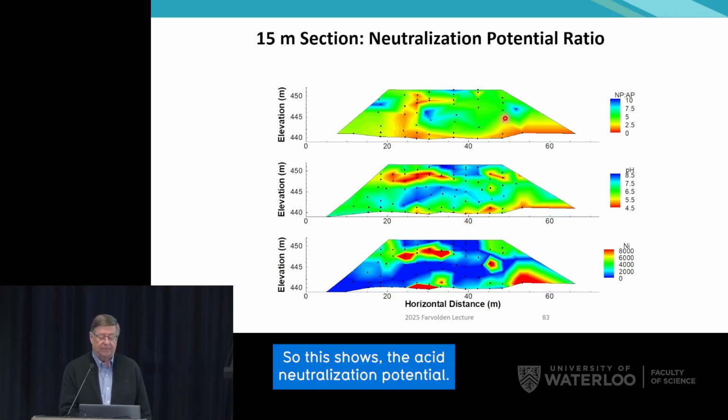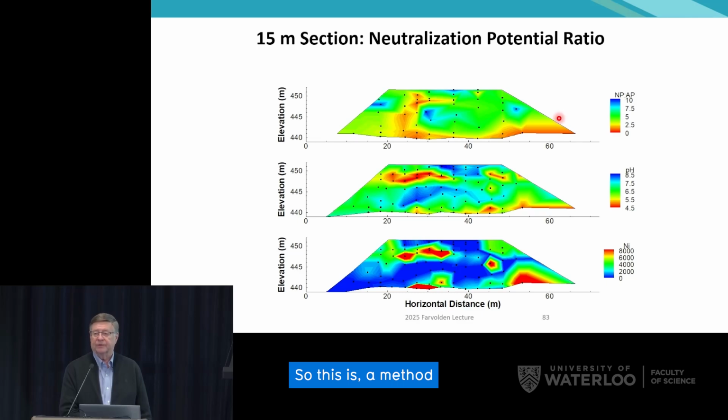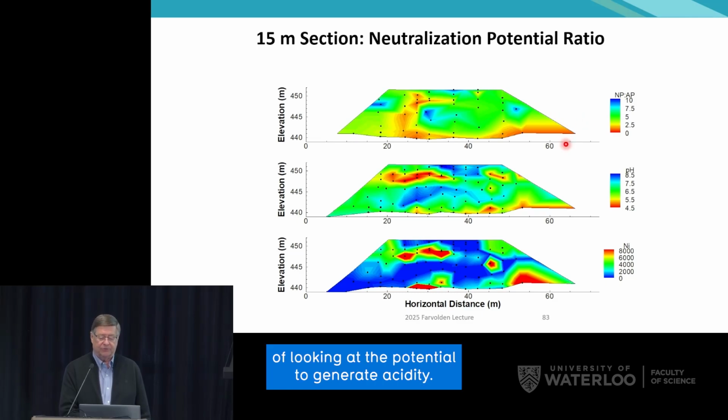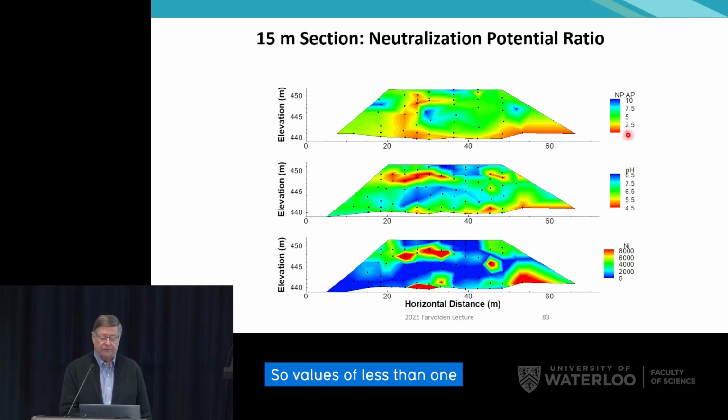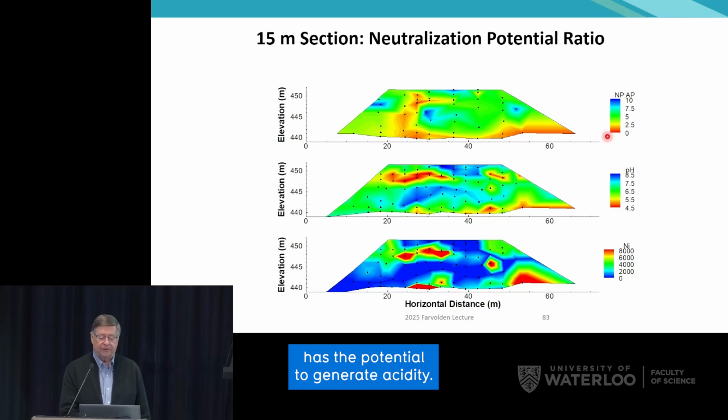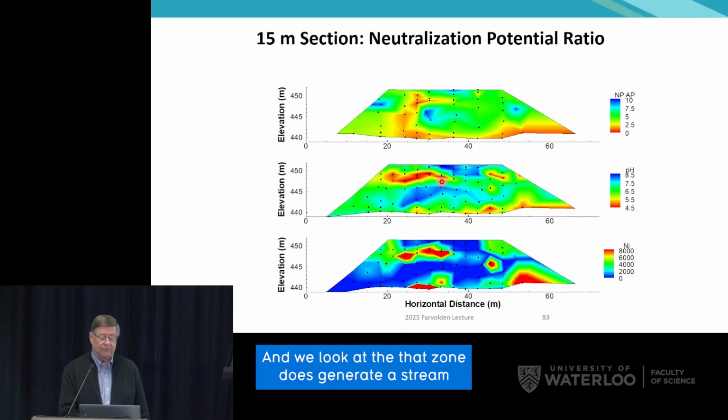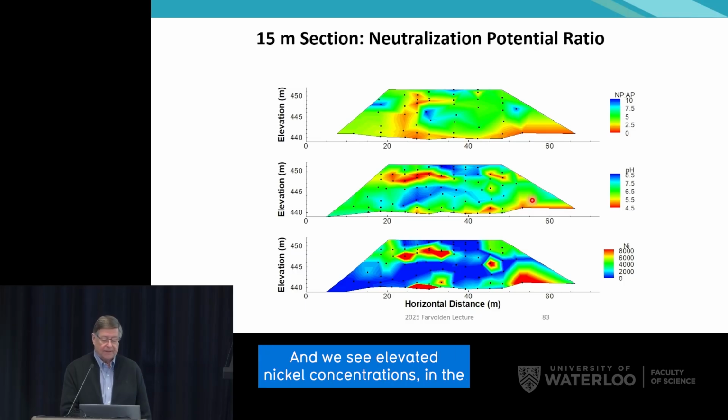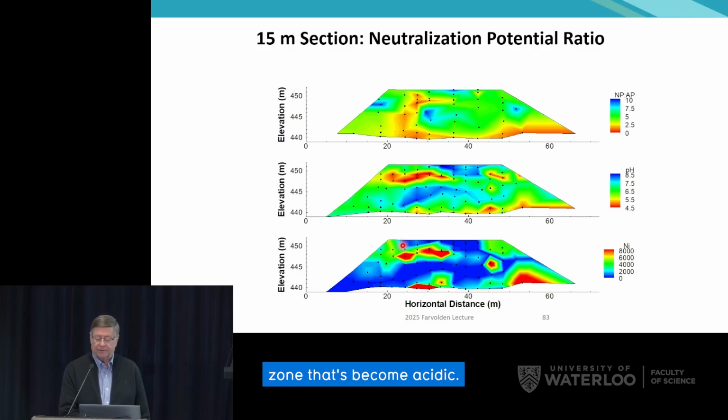So this shows the acid neutralization potential. This is a method of looking at the potential to generate acidity. Values of less than 1 have the potential to generate acidity. Anything that's more than 2.5 is expected to be neutral in pH. So most of the pile is neutral. There's a zone up here that has potential to generate acidity, and when we look at the pH, that zone does generate acidity, as well as a zone at the base of the pile. And we see elevated nickel concentrations in the zone that's become acidic.